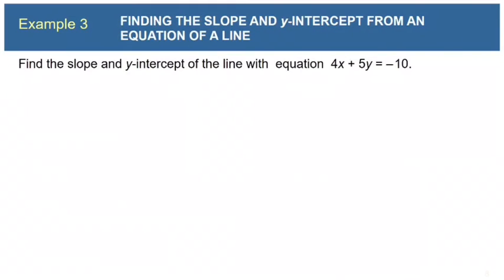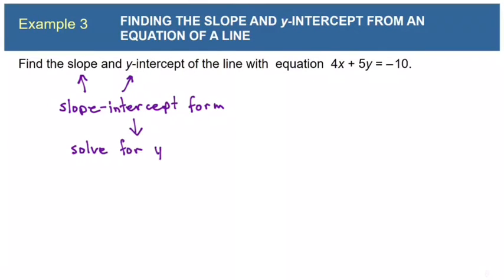Now here's example 3. It says find the slope and y-intercept of the line with the equation 4x plus 5y equals negative 10. Now, in order to see the slope and the y-intercept, we need to have the equation solved for y. When it's solved for y, that's called slope-intercept form. We have seen the line solved for y before, but we never called it slope-intercept form. We knew that the coefficient of the x term was the slope, but now we're going to find out that the constant term is the y-intercept. So again, slope-intercept form just means that the equation is solved for y.